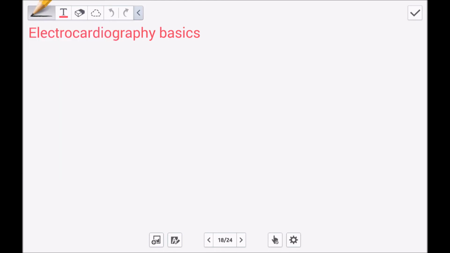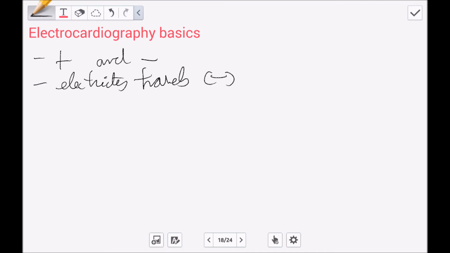Now let's switch back to pencil. There it goes. So next, we are going to start talking about some electrocardiography basics. In electrocardiography, there are two electrodes, the positive and the negative. Electricity travels from negative to positive, and this is called a vector.